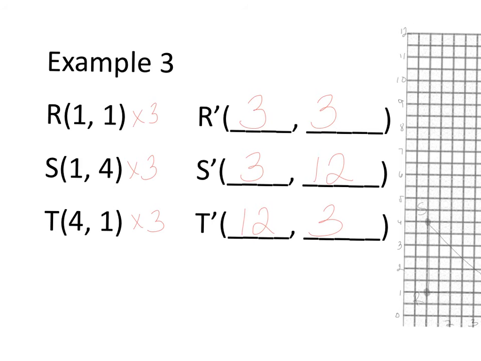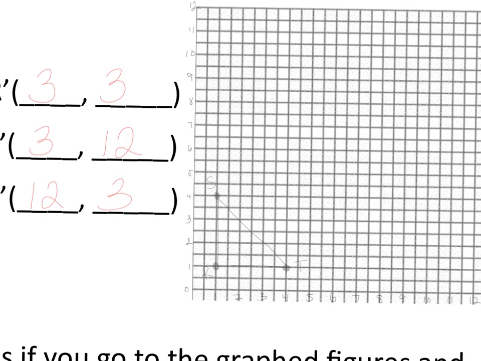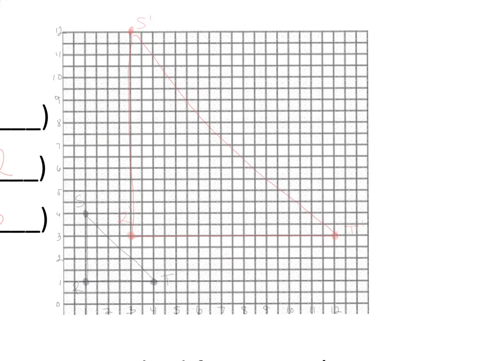Now that we have these coordinates, we come over to our graph, and we're going to plot them. And there are R prime, S prime, and T prime. Notice that the triangle did get bigger, and I did it in red. Hopefully you can see it okay, or at least it shows better on yours. You'll notice that it did get quite a bit bigger, so it makes sense that it would work.